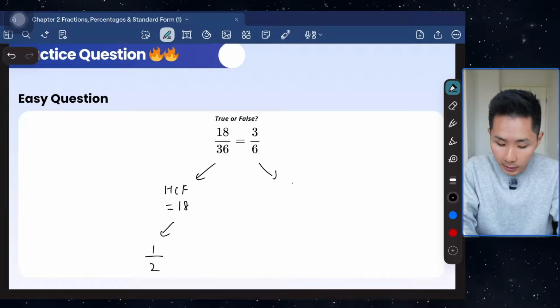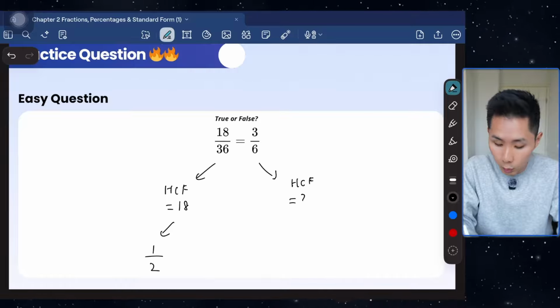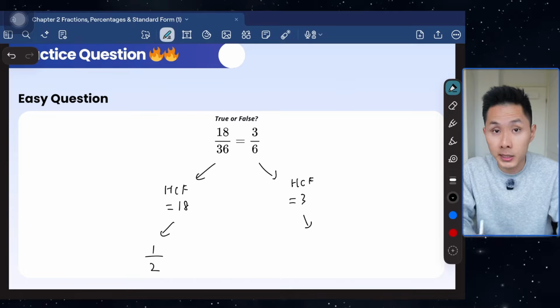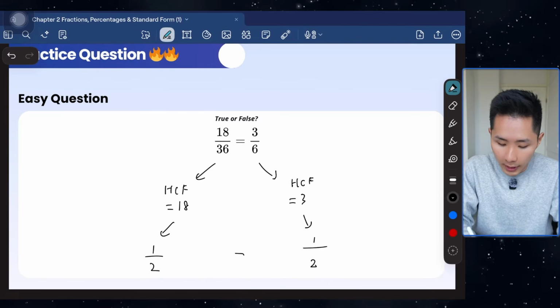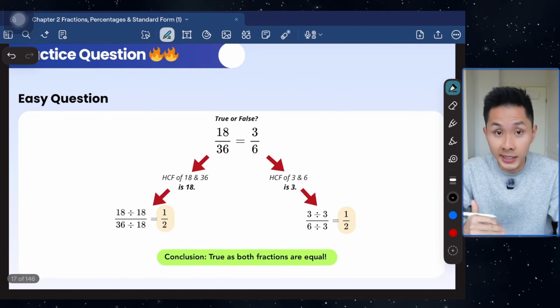And the same goes for this one. Its HCF is equal to 3. That's when you can divide both numbers by 3 and you'll get 1 over 2. And they are equivalent. That's why the statement is true.